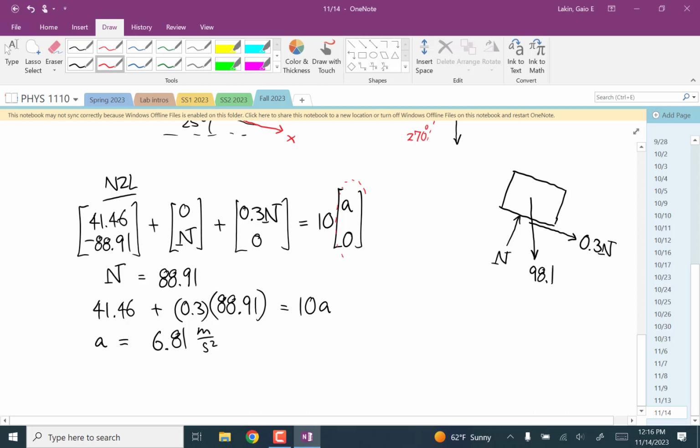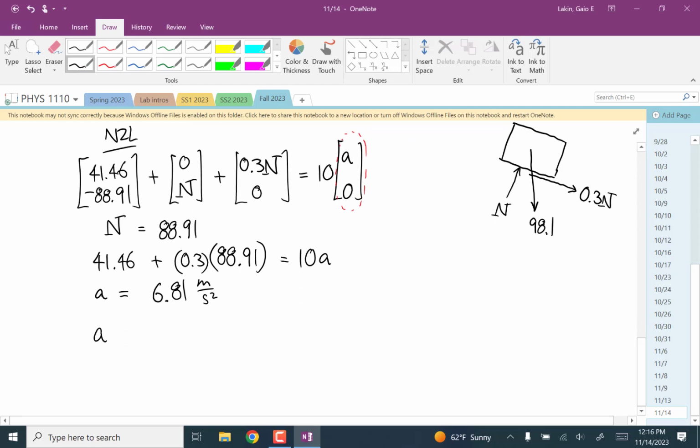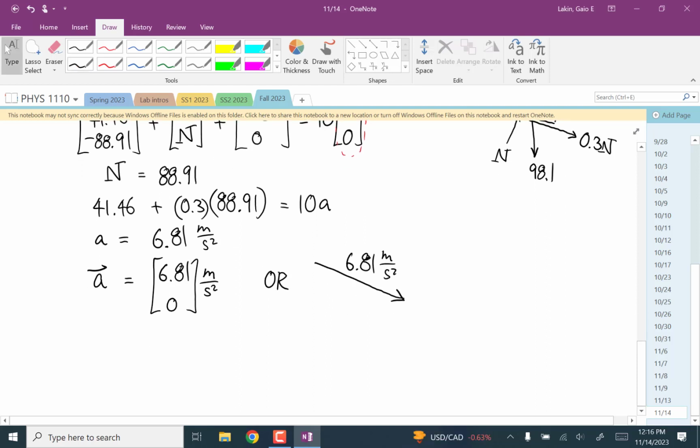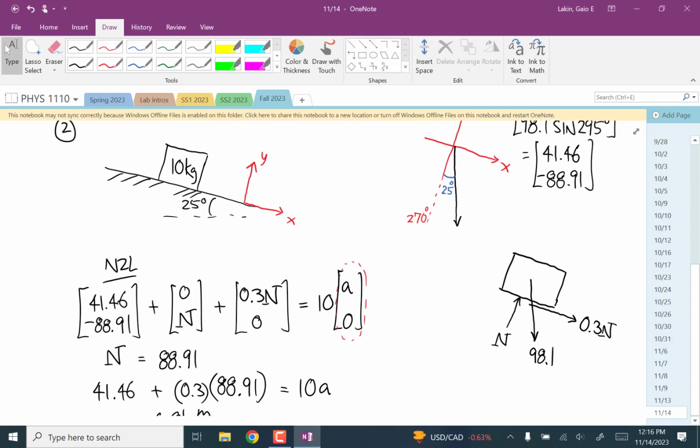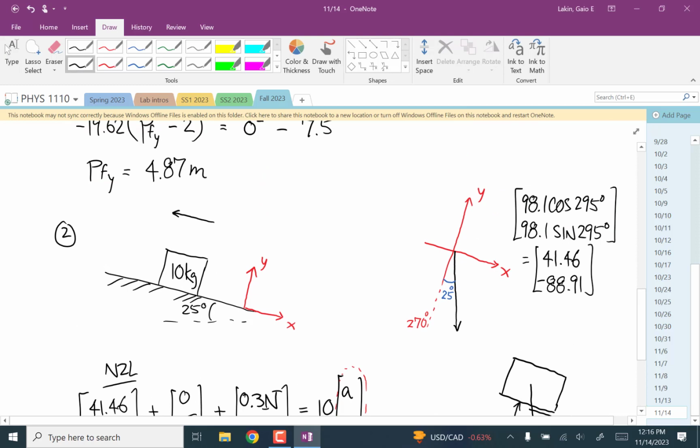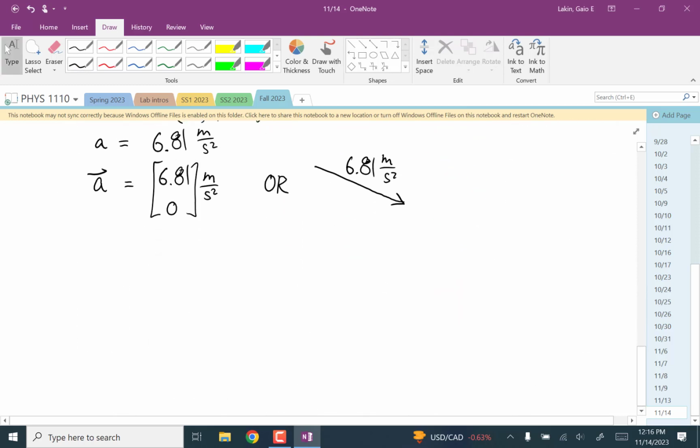This is the acceleration. We just have to plug a in. And so we get an acceleration vector that is 6.81 for x, 0 for y. Or in other words, it's in the positive x direction with a magnitude of 6.81 meters per second squared. And then speeding up or slowing down, well, the acceleration is in the positive x. The velocity is in the negative x, so it's slowing down.